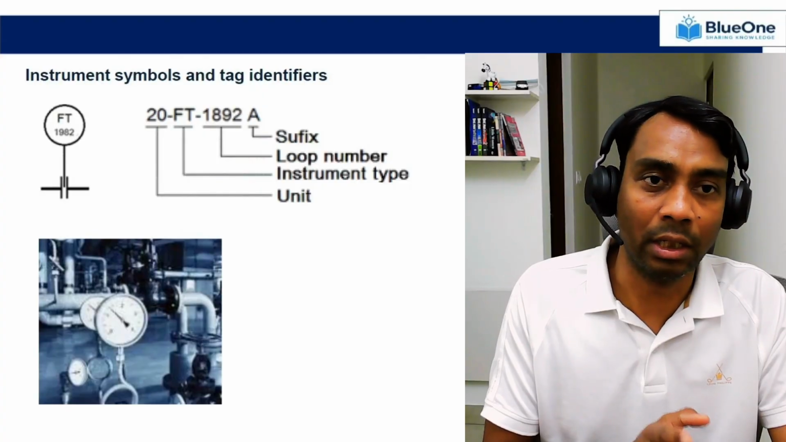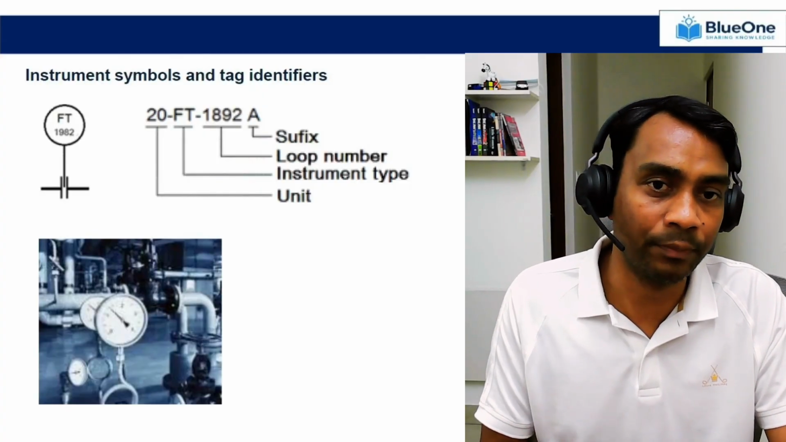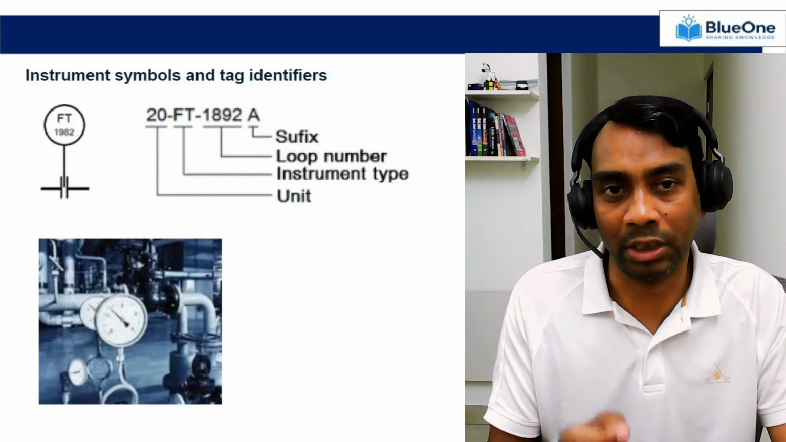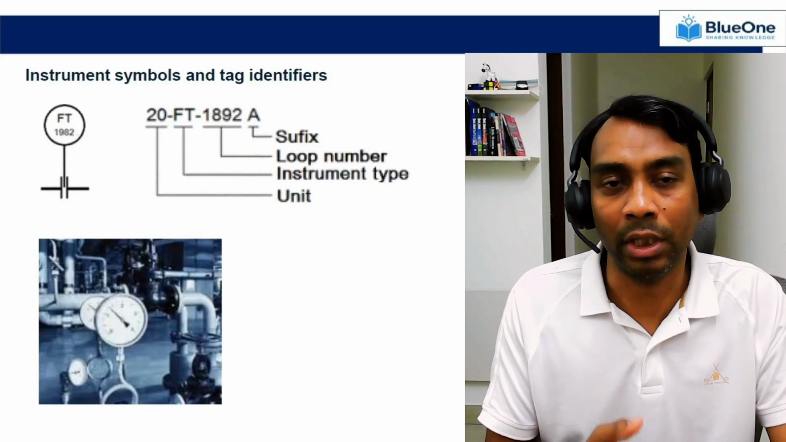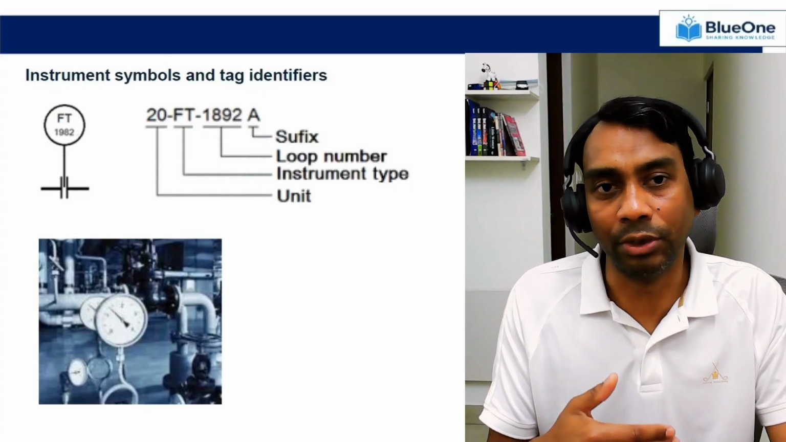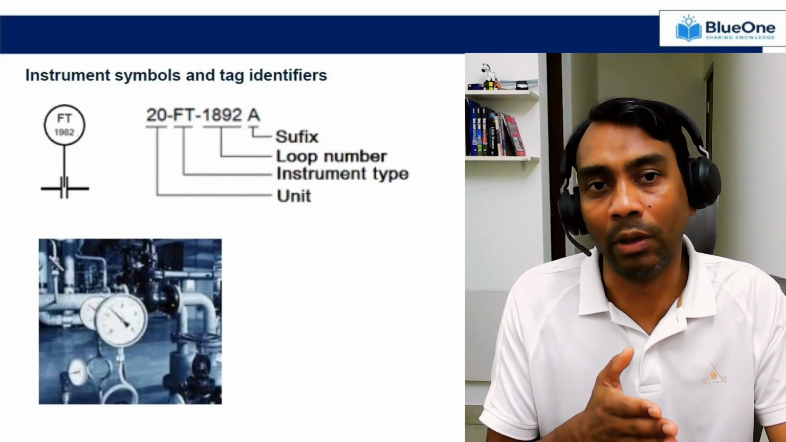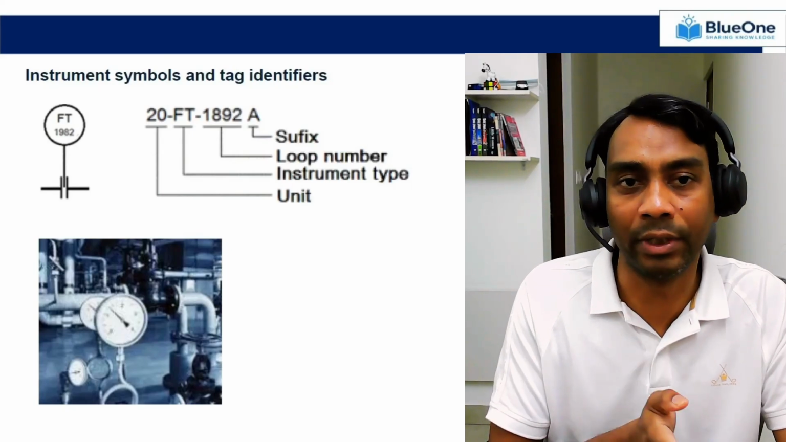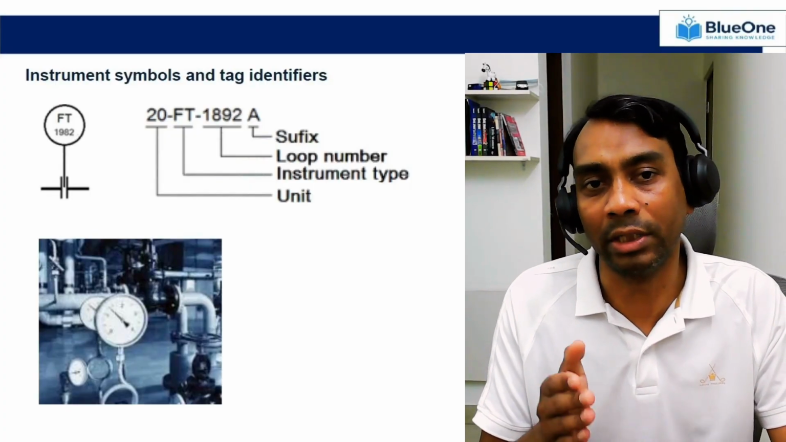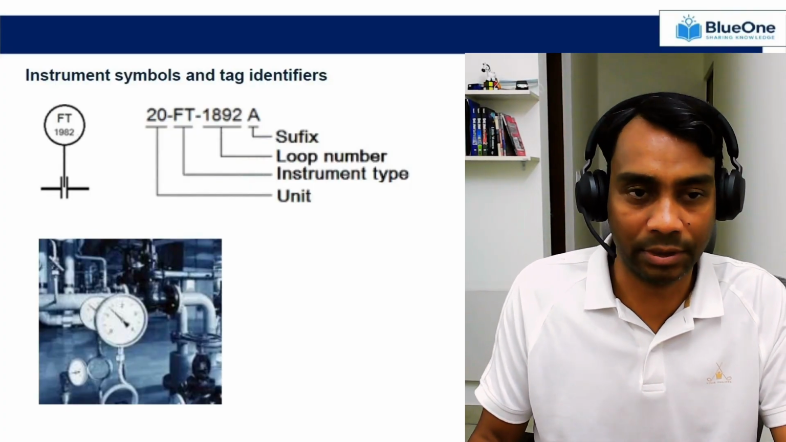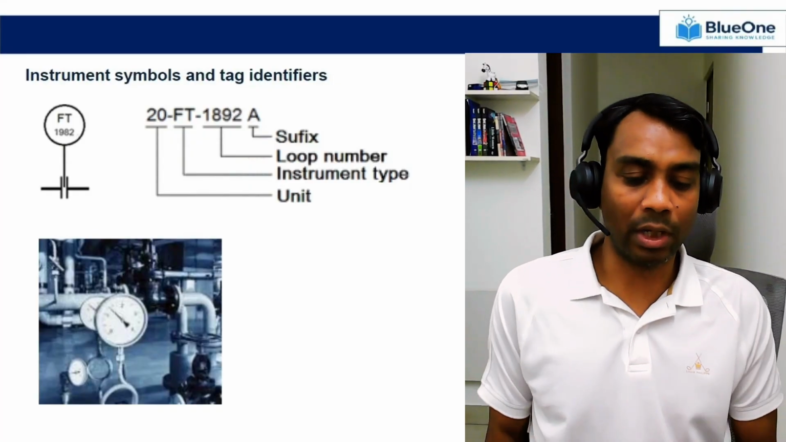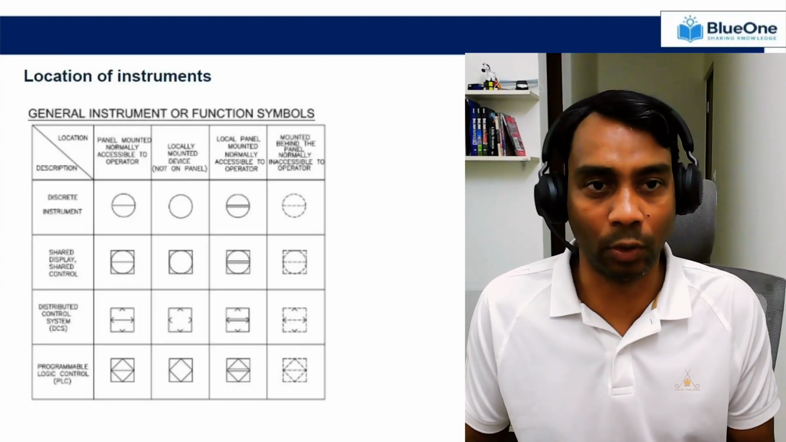If it is a PT, a pressure transmitter, or a temperature transmitter, and then you will have the loop number, for which particular loop this instrument is attached to, and then you have a suffix. So for example, if you have more than one instrument for the same purpose, you can have A, B, C. For example, in a one out of two configuration, you have FT 1898A, FT 1898B. Hope this helps.